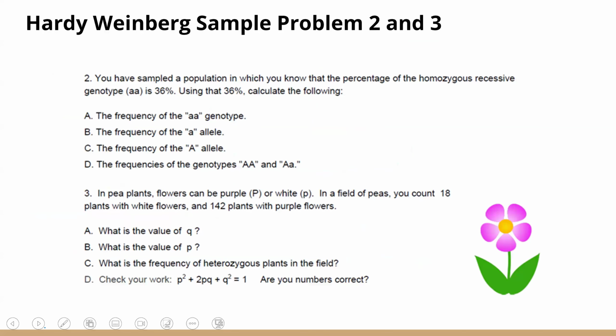What I will ask you is to use the Hardy-Weinberg to find and to predict genotype values. So for example, here I have a population and I know my homozygous genotype is 0.366. So remember it is our homozygous dominant plus our heterozygous plus our homozygous recessive.